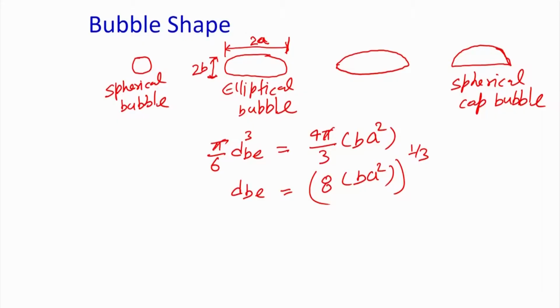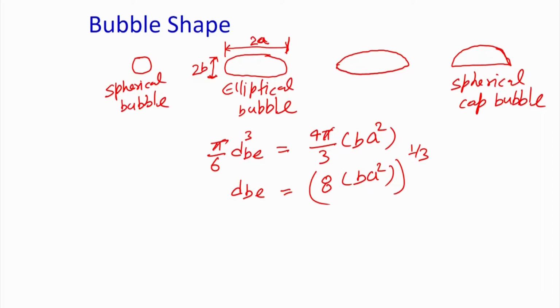This dBE can be used in your momentum equation, in your continuity equation if needed, or any other equation which we have discussed till now. So, you can use this to do the calculation. Similarly, you can do it for the other shape also. What you need to do is find the volume of that shape, and that should be equivalent to the volume of the sphere which represents the same volume. So, that is the way you calculate the dBE.